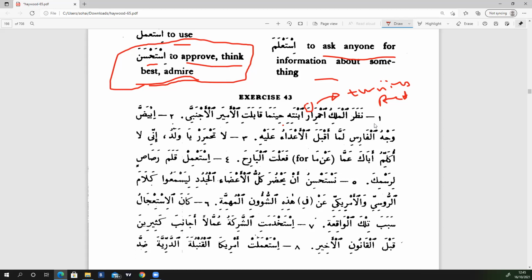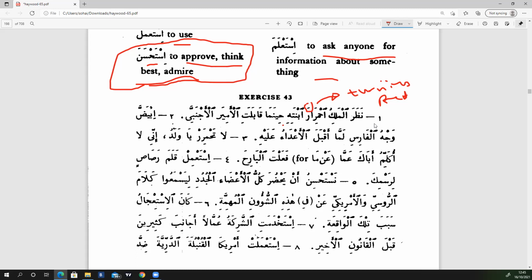Ibyadda wajhul farisi lamma aqbal al-a'da'u alayhi. The face of the knight turned white. Why white face? What do the verbs of form 9 mean? To become red, or to become black. It doesn't mean the color, it's not a noun. It's a verb. The face turned white. Yes.